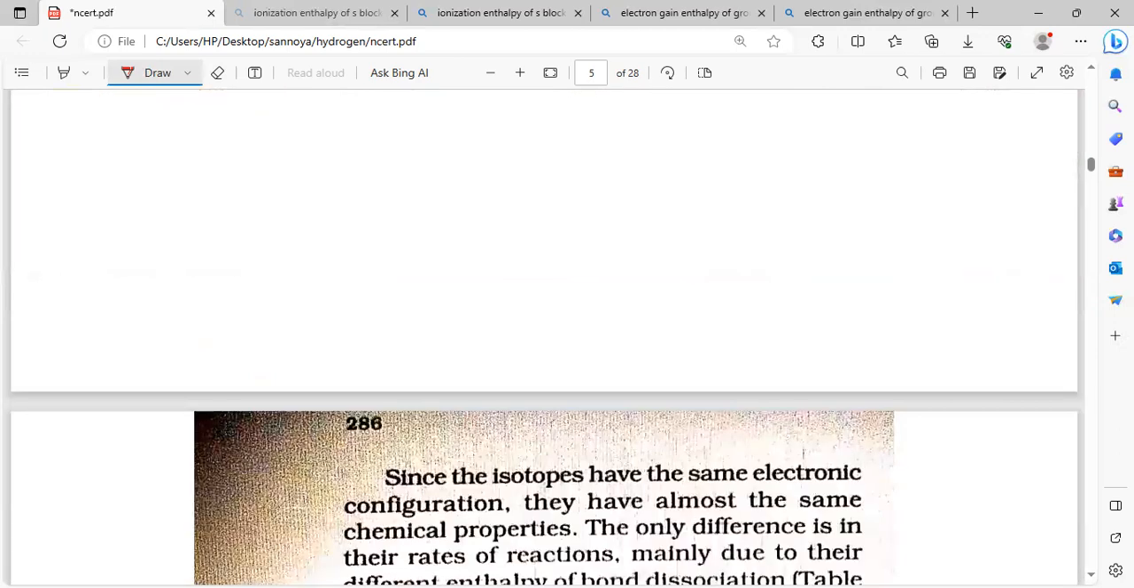Take this question. We have F minus. Don't take F minus, because I need to take the plus also. Cl plus, Cl, Cl minus: which has the highest radii? Which has the highest radii?